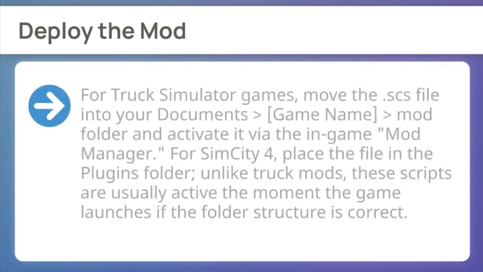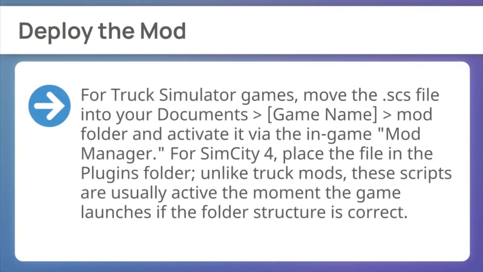First, deploy the mod. For truck simulator games, move the .scs file into your Documents, game name, mod folder and activate it via the in-game mod manager. For SimCity 4, place the file in the plugins folder. Unlike truck mods, these scripts are usually active the moment the game launches, if the folder structure is correct.